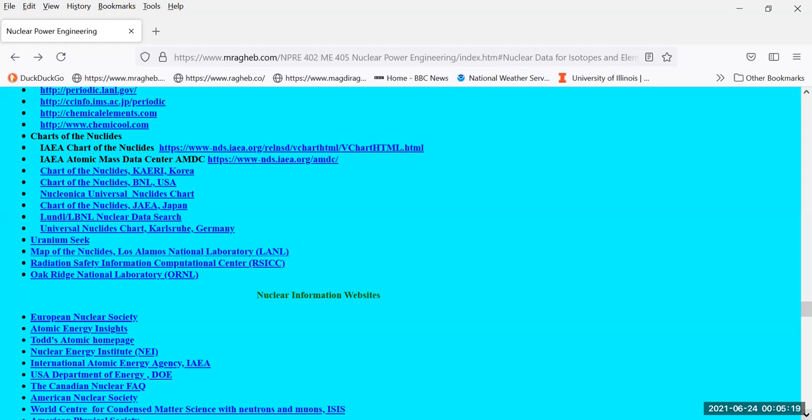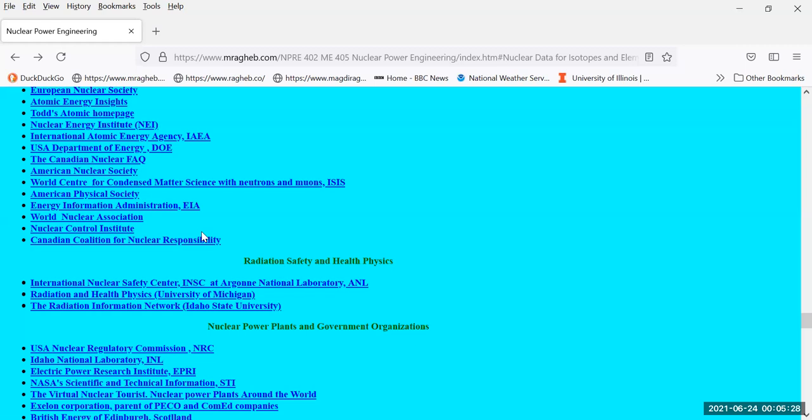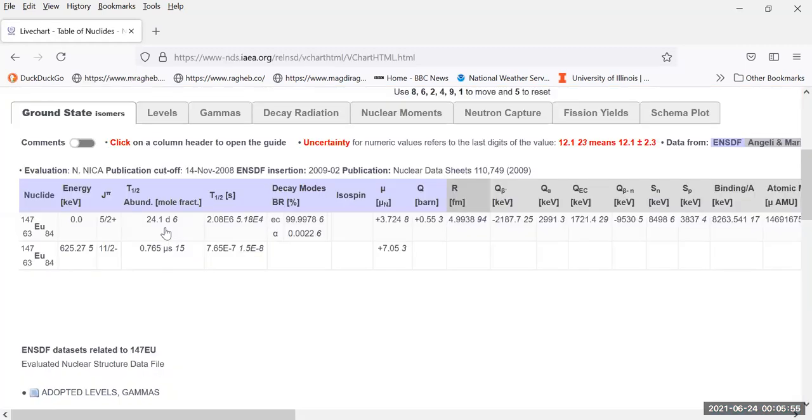Today, let's try the IAEA. And here we go to the chart of the nuclides. Let's take one of their isotopes. I haven't tried this before, but we can get the chart of the nuclides from the International Atomic Energy Agency. We'll click on the isotope of interest, Europium-147, and it gives the half-life. You could see here that's 24 days, whereas another isotope has a half-life of only 0.765 microsecond.